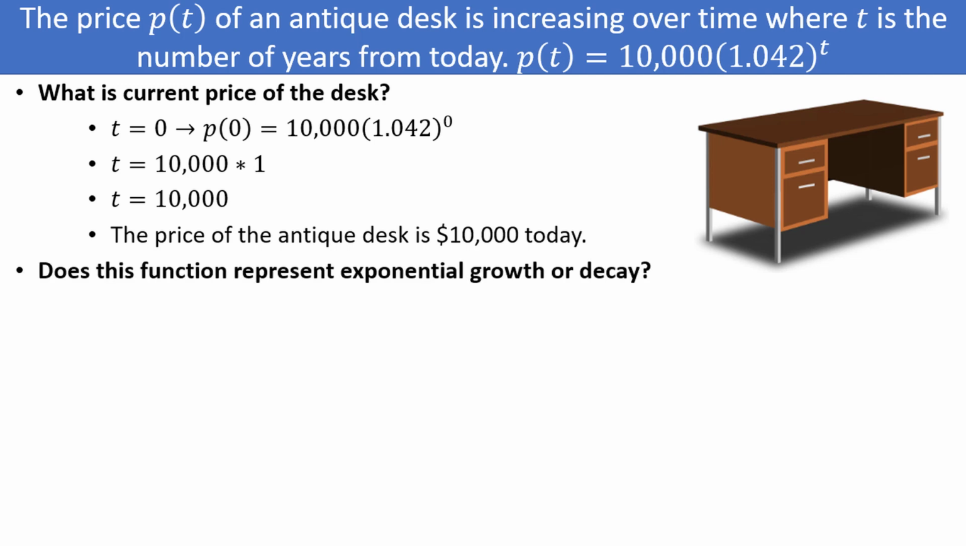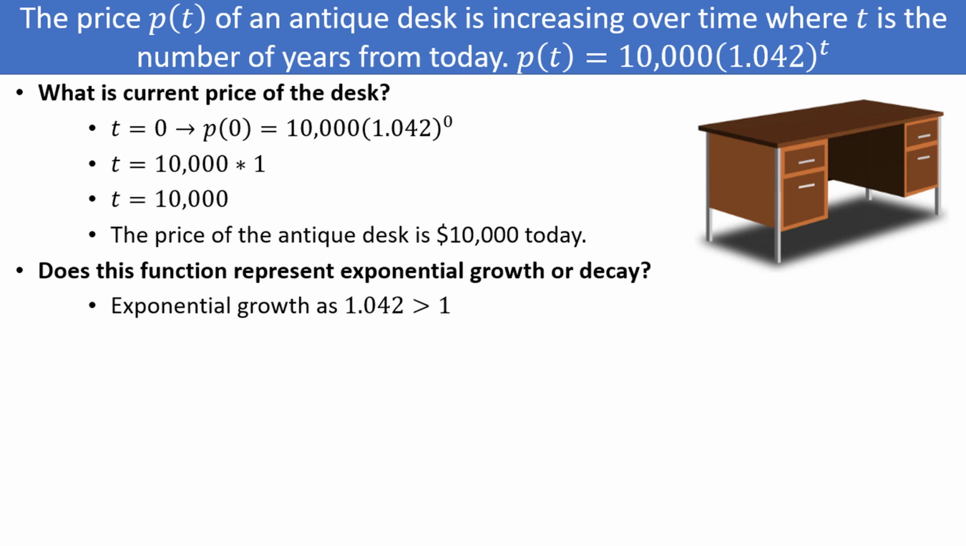Next, does this function represent exponential growth or decay? Well, the way we can tell is based on the number that is raised to the power, which in this case is 1.042. Here's how you know. If the number inside the parentheses is greater than 1, you have exponential growth, something that is increasing over time. If the number is between 0 and 1, then you have exponential decay, something that is decreasing. In this case, we have 1.042, which is greater than 1, indicating that the price is increasing exponentially, so we have exponential growth.